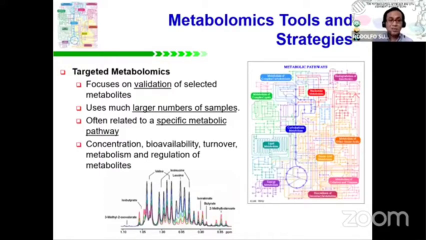Now, the second approach is targeted metabolomics. So the keyword here is target, because you're just looking at a specific panel of metabolites. In fact, in targeted metabolomics, you're focusing on the validation of selected metabolites that you discovered to be dysregulated from the discovery approach.